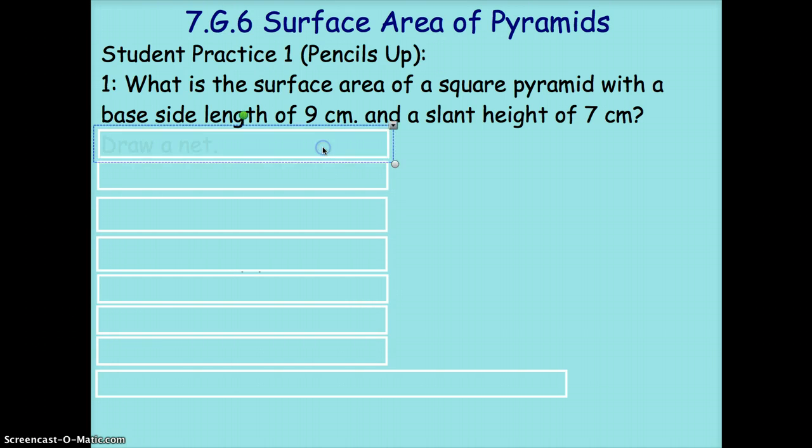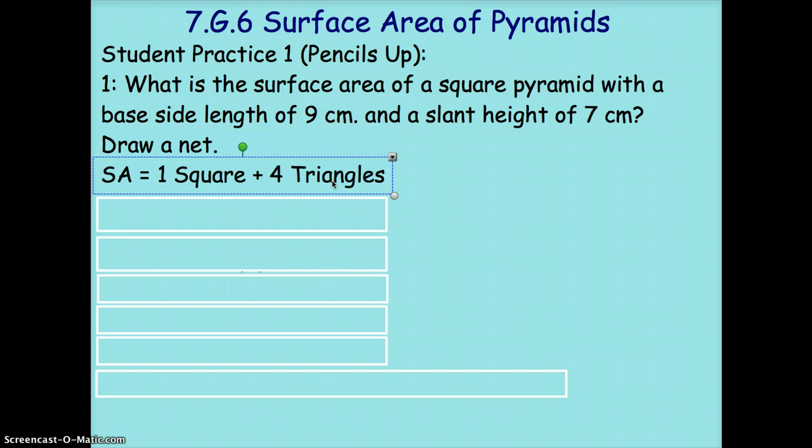First things first, we need to draw a net. So hopefully you've done that. Your net should have a square in the center with 4 triangles coming off of either side. Then I can go ahead and set up my shapes that I have. Again, 1 square plus 4 triangles. I can plug in my formula.